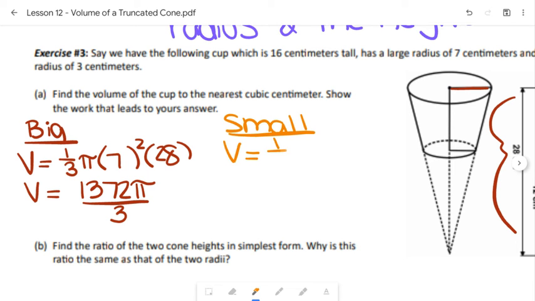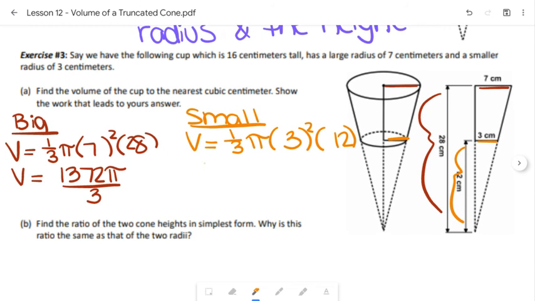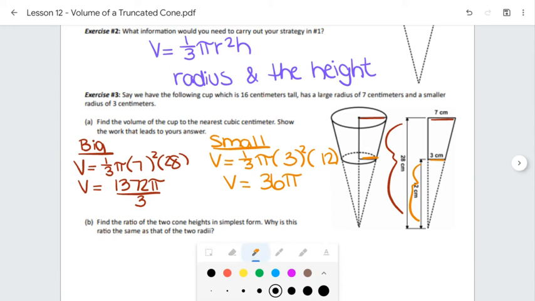It's the same volume formula. They're just going to have a different radius and height, right? Because my smaller radius now is 3. My height here is 12. So when I plug this in, we're looking at 9 times 12 times 1/3. I'm looking at 36 pi. And so the last thing we need to do is subtract those two values.